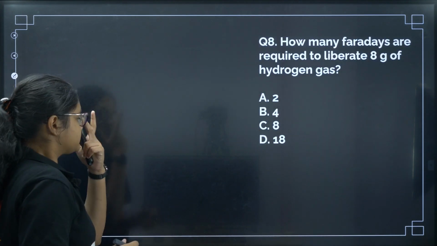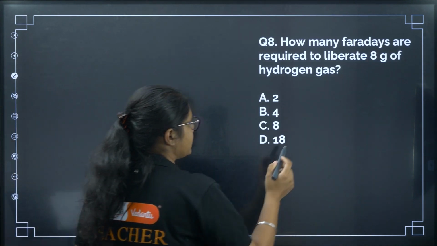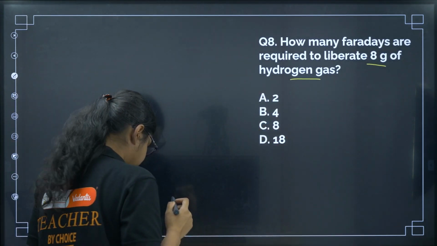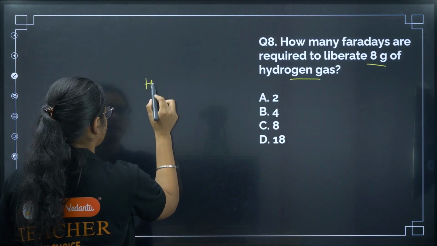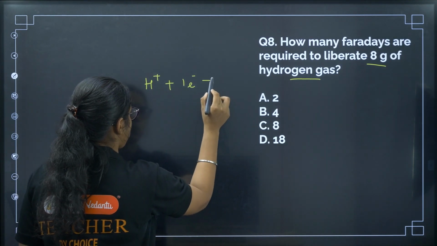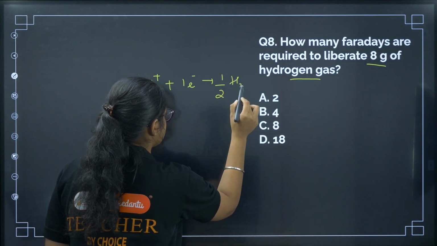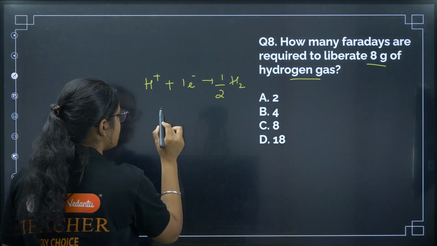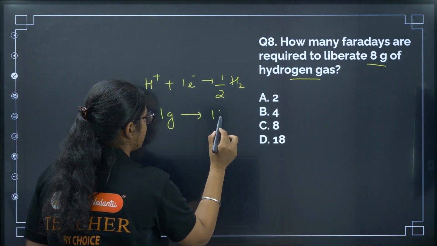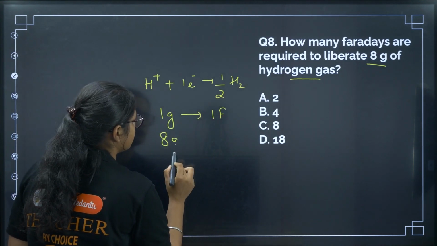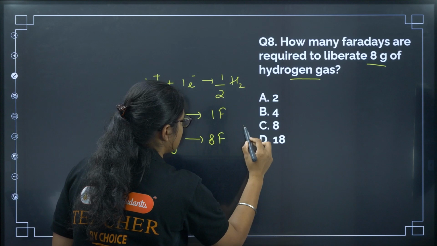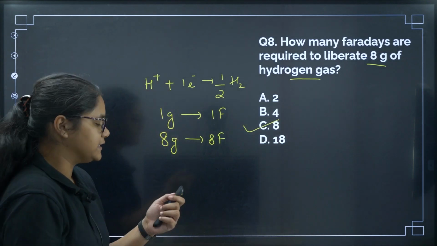Okay. Next question: how many Faradays are required to liberate 8 gram of hydrogen gas? So if you write the hydrogen reaction, right, this is the reaction. So I can say for this is 1 gram. For 1 gram, I need 1 Faraday or 1 mole of electrons. So for 8 grams, we will require 8 Faraday. Correct answer will be option number C.